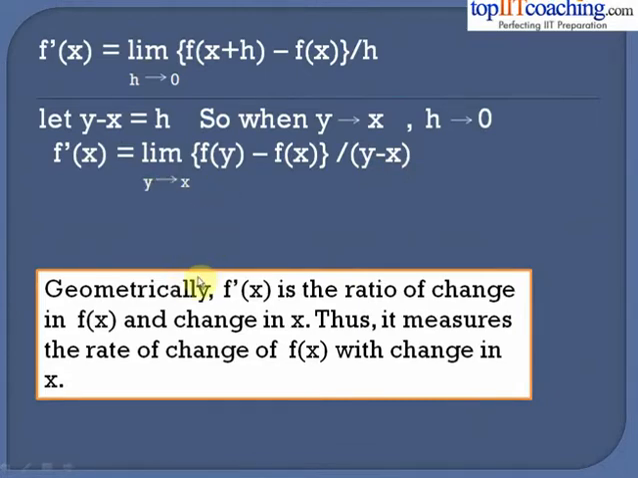So geometrically, f dash x is the ratio of change in f(x) and change in x. Thus, it measures the rate of change of f(x) with change in x. So we can say that f dash x is the ratio of change in f(x) and the change in x. So it measures the rate of change of f(x) with respect to change in x.